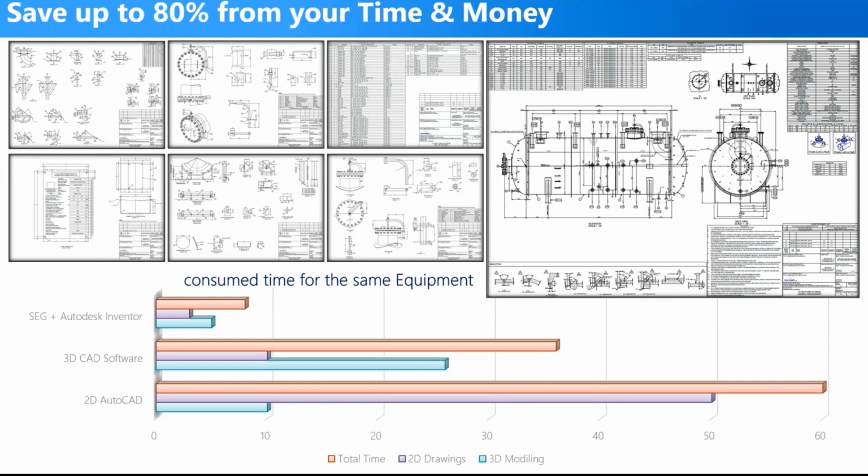Using SEG software for the same case, we consumed between 4 and 5 hours to generate the 3D model of the equipment, and 2 hours to generate the fabrication drawings for the same equipment. So you can compare a total of around 8 hours using SEG software against 50 hours for the same using AutoCAD. You can imagine how much time and money you will save by using SEG software.